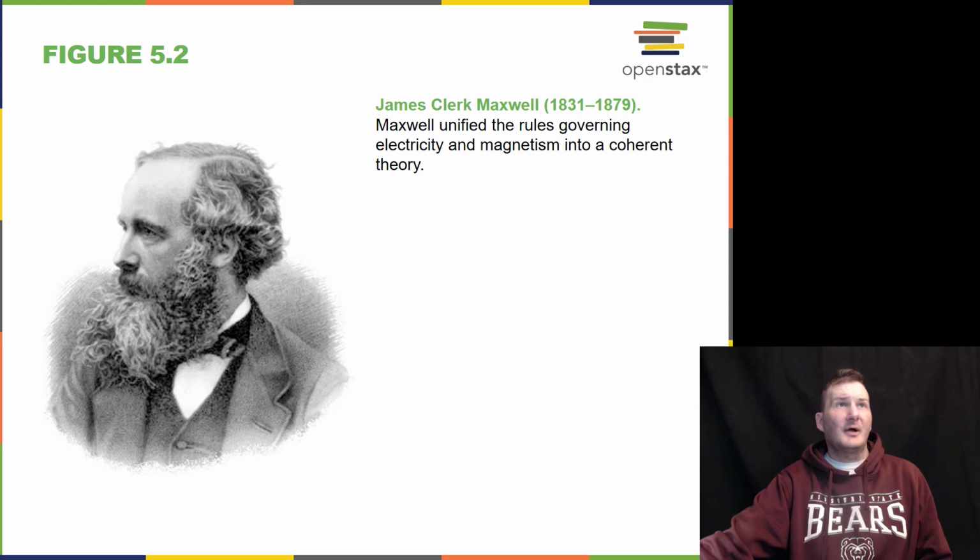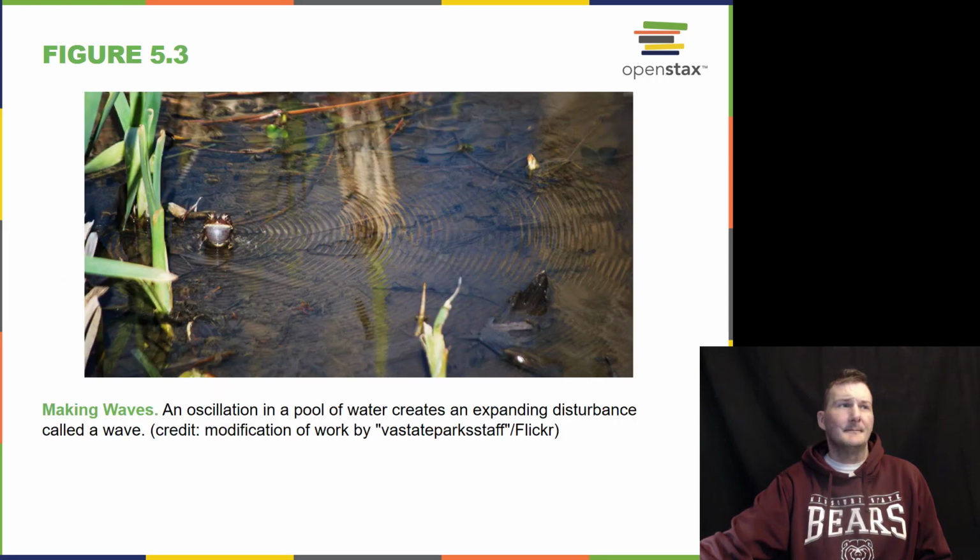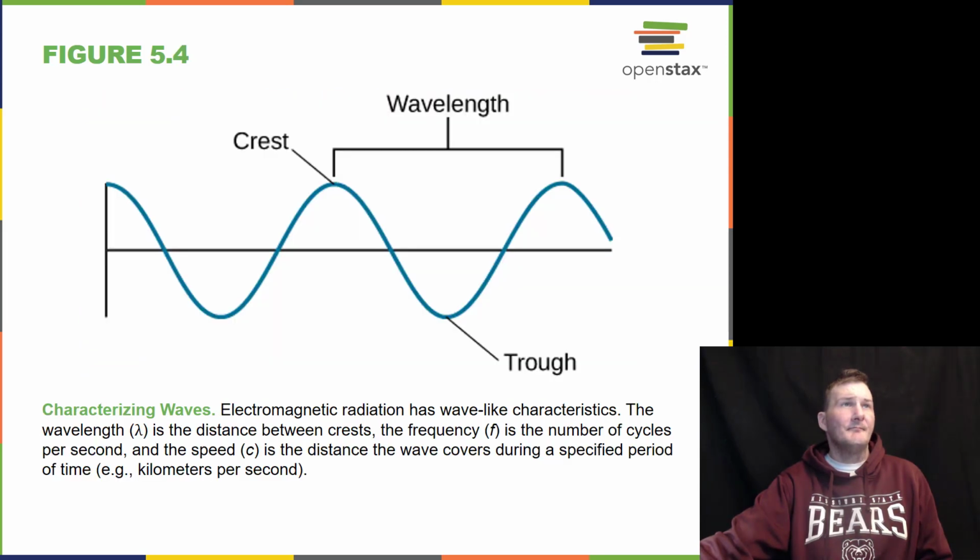James Clerk Maxwell unified the rules governing electricity and magnetism into one coherent, unified theory. We can make waves in a pool of water by creating a disturbance. So here's how we describe a wave.